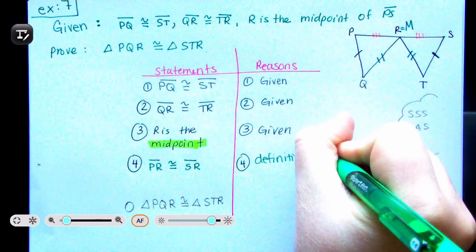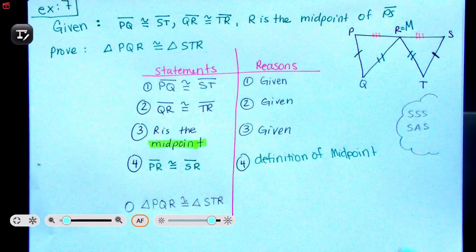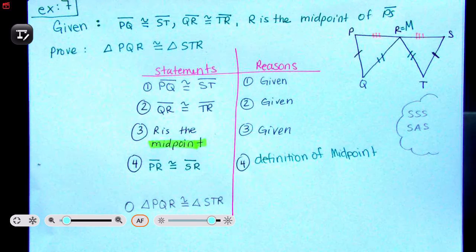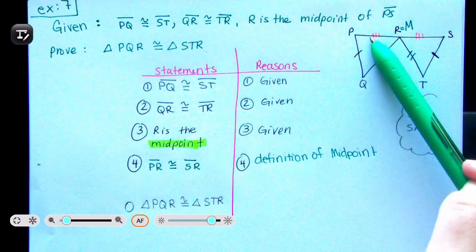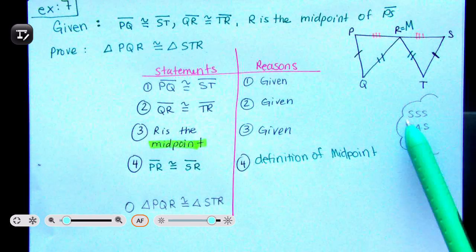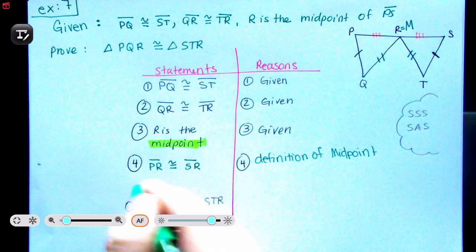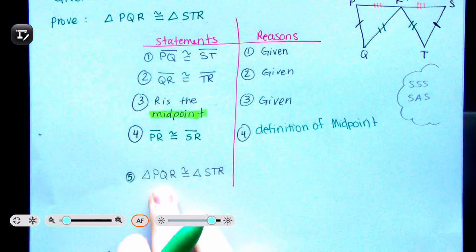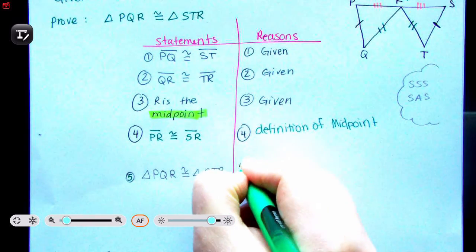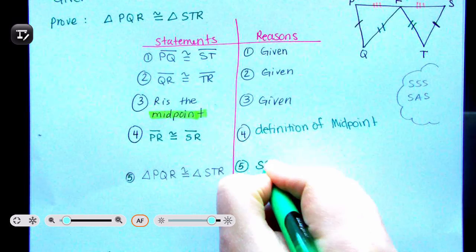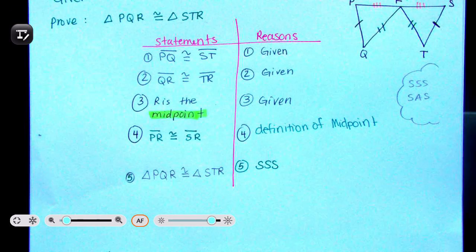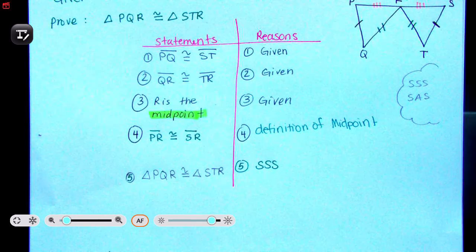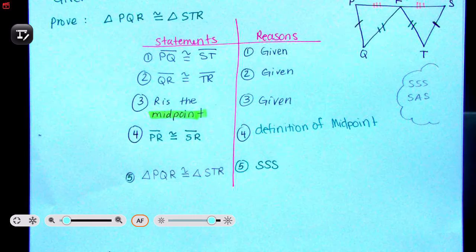And this is why it's super duper important to mark up your triangles, because visually you should see that you have a side, side, side. Therefore, these two are congruent. So now this is step number 5. You have these triangles equal to each other. How do you know that? Because side, side, side congruence. Let's do one more and call it good for this video.